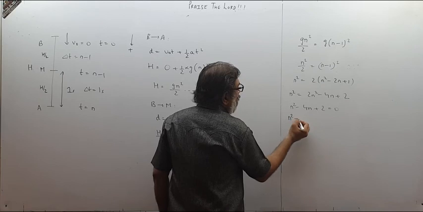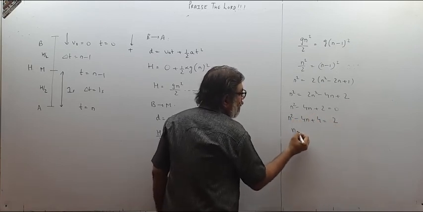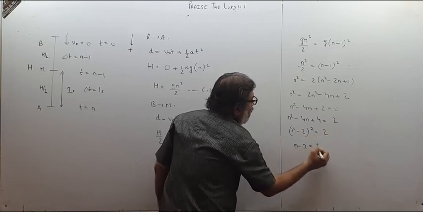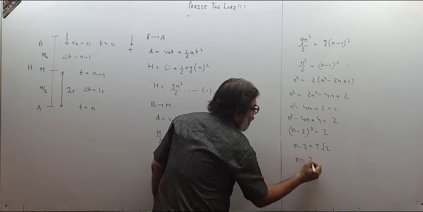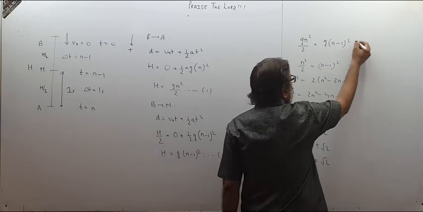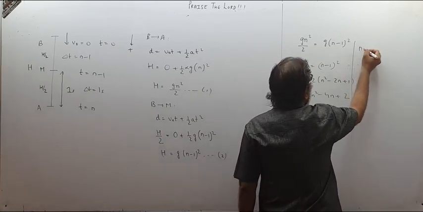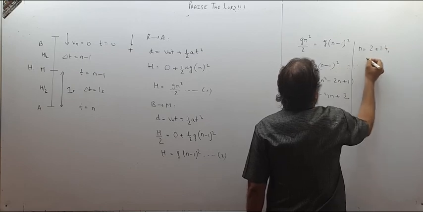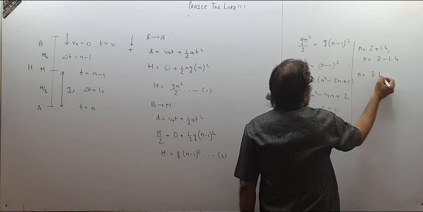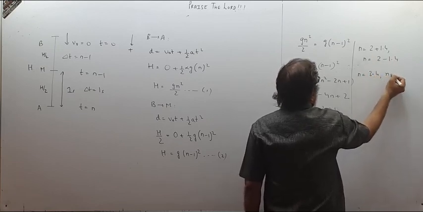So n square minus 4n plus 4 will be 2, adding 2 on both sides. So n minus 2 whole square is 2. N minus 2 will be plus minus root 2. N will be 2 plus minus root 2. Root 2 you take as approximately 1.4. So n will be 2 plus 1.4, or n will be 2 minus 1.4. So n will be 3.4, or n will be 0.6.